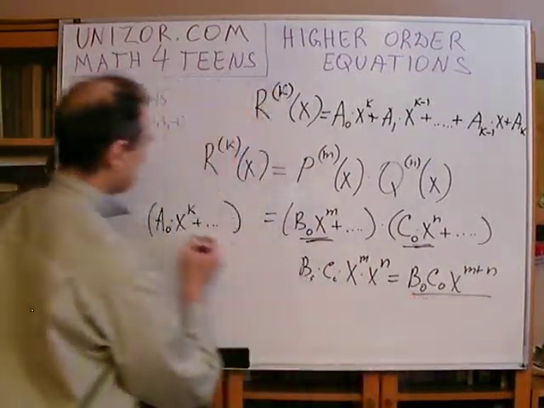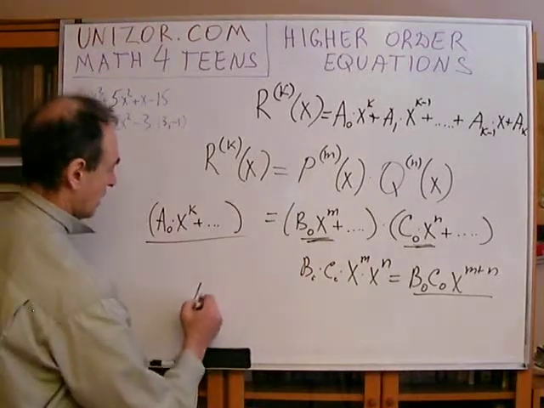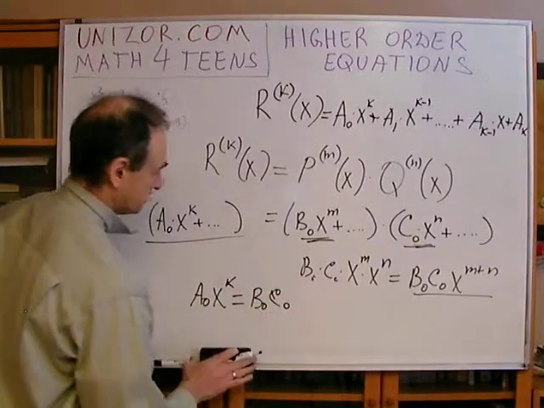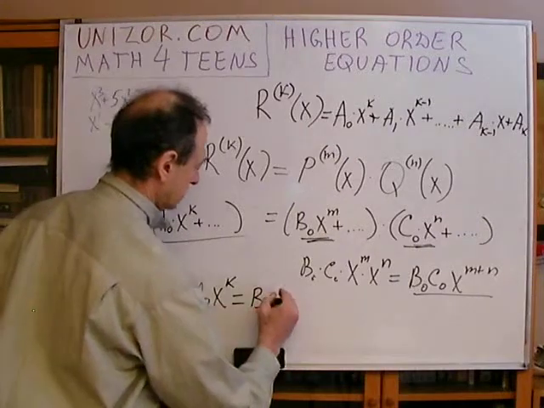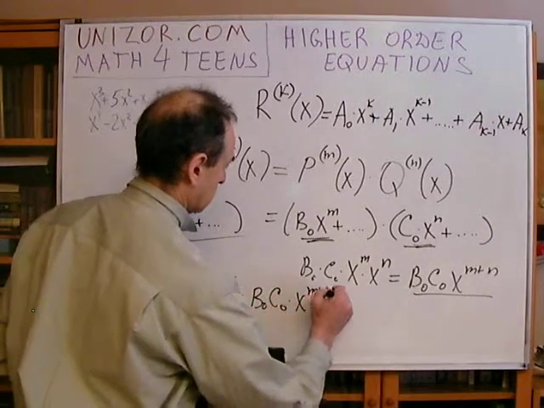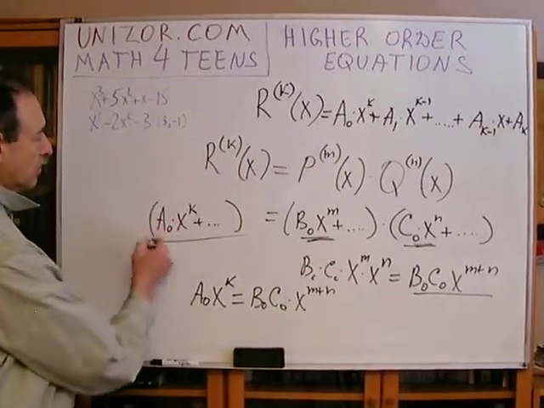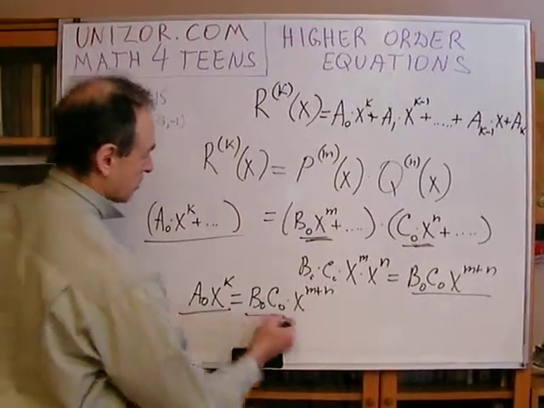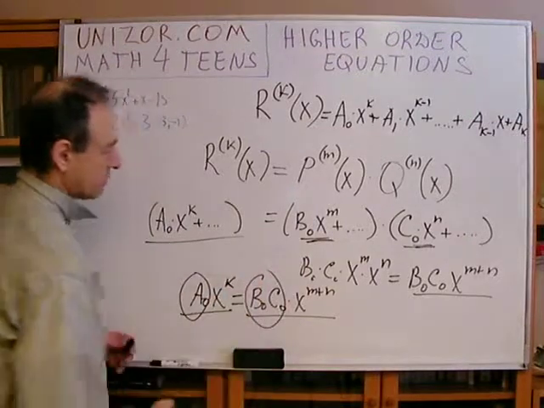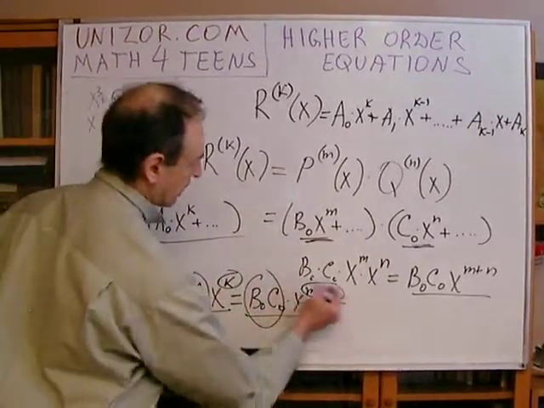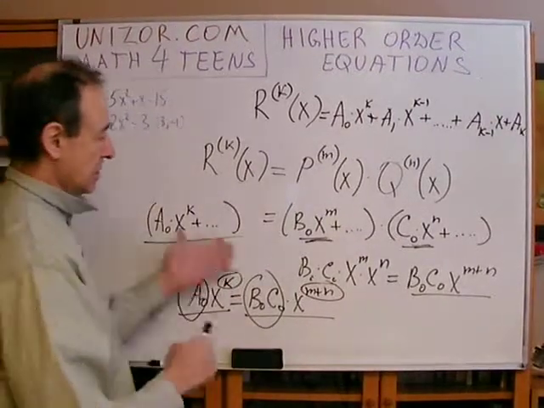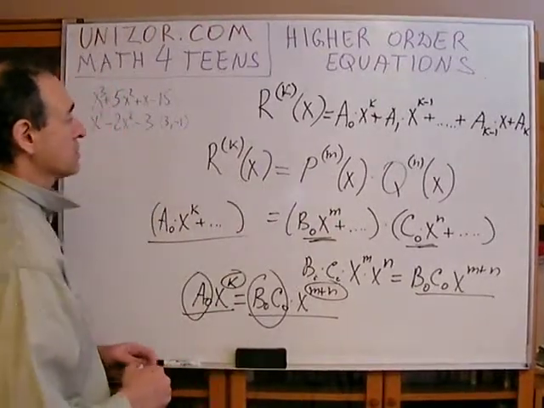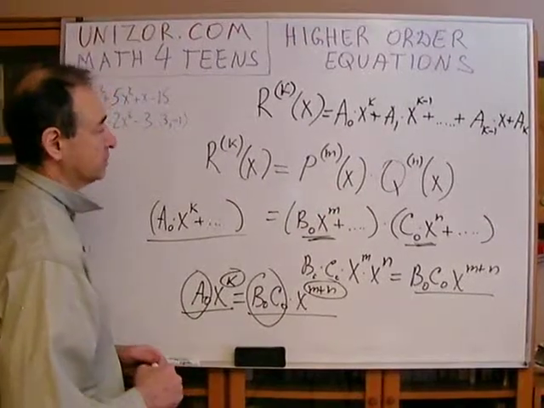And if they are equal, the maximum power of this should be equal to the maximum power of this, which means a0 x to the kth equals b0 c0, let's be accurate, x to the m plus n. That's what we will have. This is the maximum power of x, and this is the maximum power of x. So if these expressions are the same, these members should be the same, which means a0 should be equal to b0 times c0, and k should be equal to m plus n. Since it's an identity, it's supposed to be equal for any x, right? If this is a true representation of R as a product of p times q.